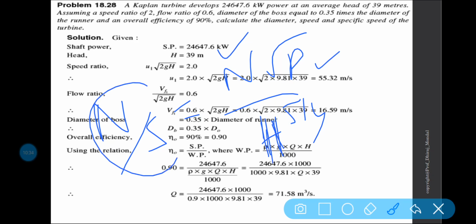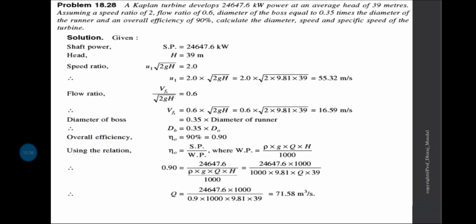So n is specific speed. It is basically used for design purposes. That means if you want to manufacture a large scale turbine, you first have to make a model, then based on that you have to make a prototype. That is another part, and I will be discussing it afterward in the upcoming lecture.